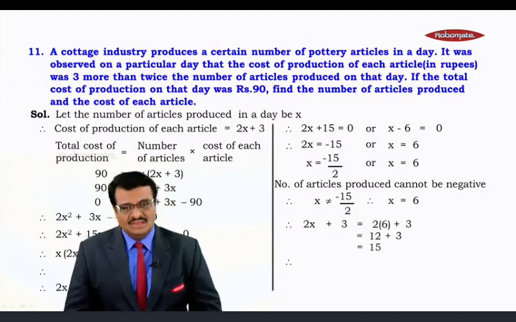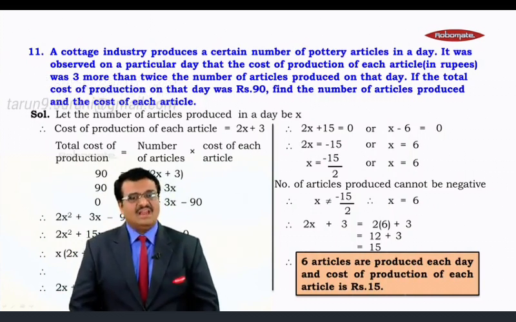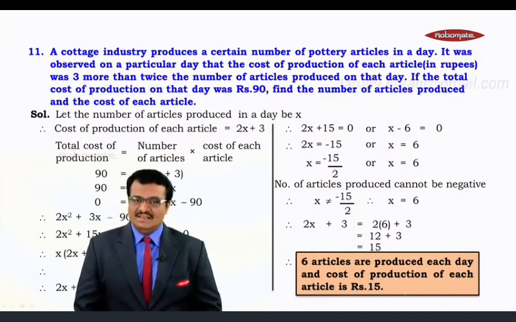Then we can conclude the final statement. 6 articles are produced each day and cost of production of each article is rupees 15.